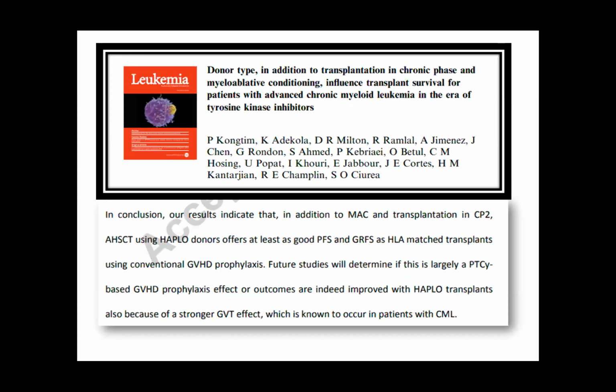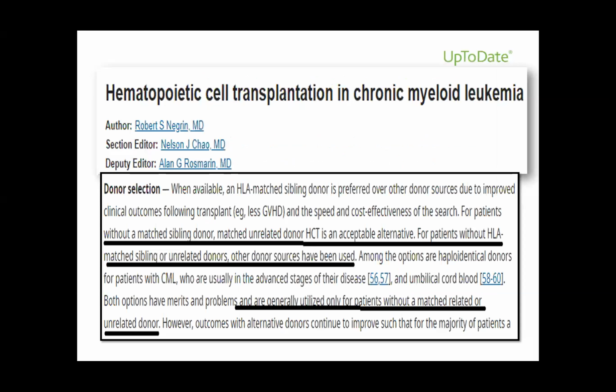Another article, published by the TFR studies group from MD Anderson, who specifically looked at donor type for CML transplant, is a retrospective study of 14 years published in 2018 or 2019. They said that the haplo donor offers at least as good PFS and GRFS as HLA-matched transplant. So it is not superior, it is just matching, and more importantly, these are non-inferiority studies. Even the up-to-date 2019 or recent studies, which the editor Nelson Chao is also saying, state that haplo or cord blood should be used only when you do not have a matched related or matched unrelated donor.